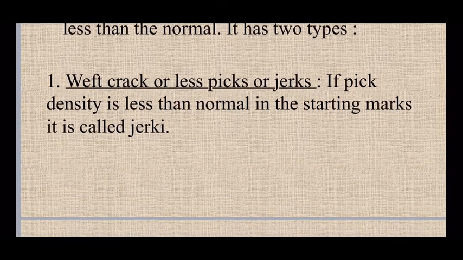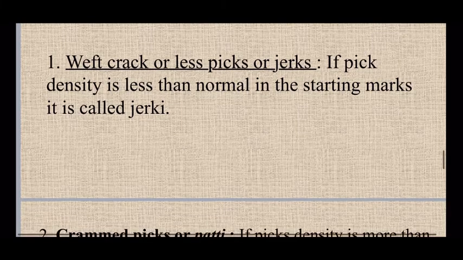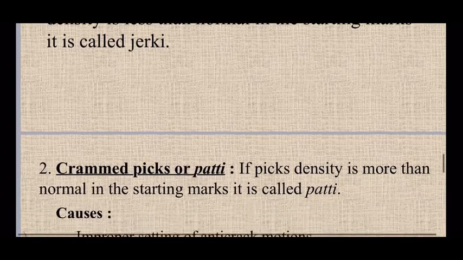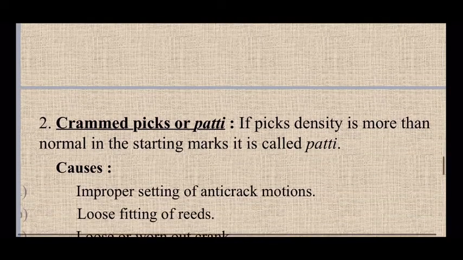So first they are divided into two categories. First is weft crack or less picks or jerks. If pick density is less than normal in the starting mark, it is known as jerky. Then crammed picks or patti. If pick density is more than normal in the starting mark, it is called patti.